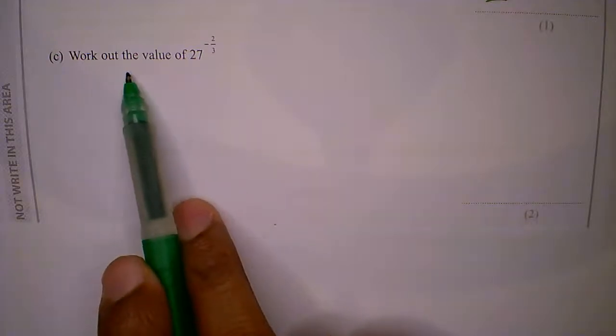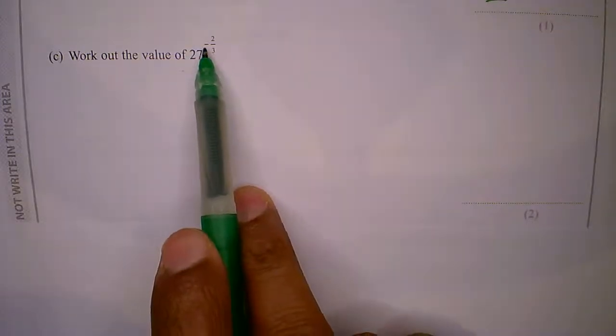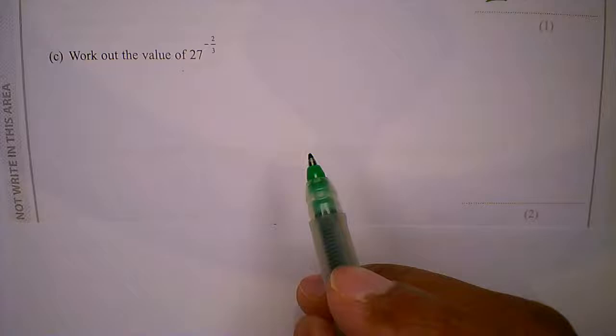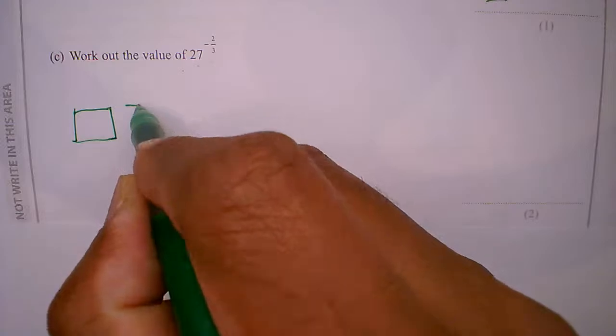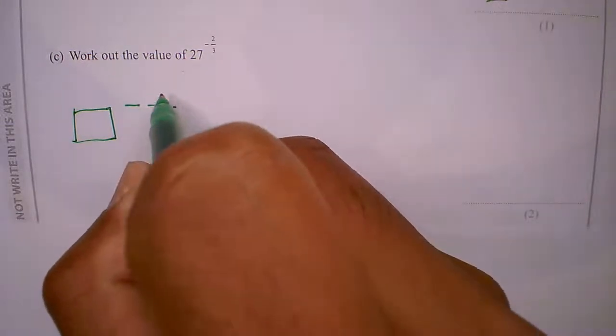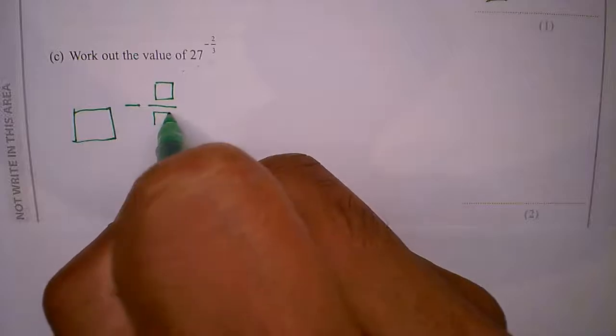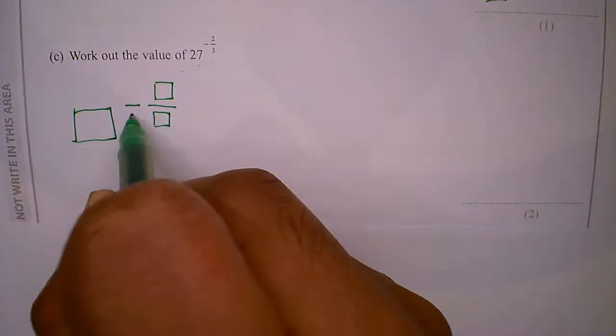I'll give you a few moments to answer this question. And if you need more time, then just press pause. Once you are ready, press play for the answer. Work out the value of 27 to the power minus 2 over 3. So there's a few things going on here. When I have a power that is a negative with a fraction, first of all, I've got step 1 here.